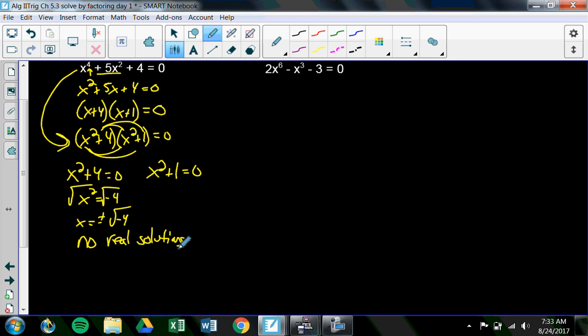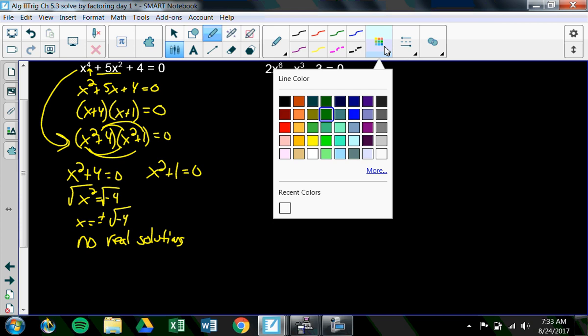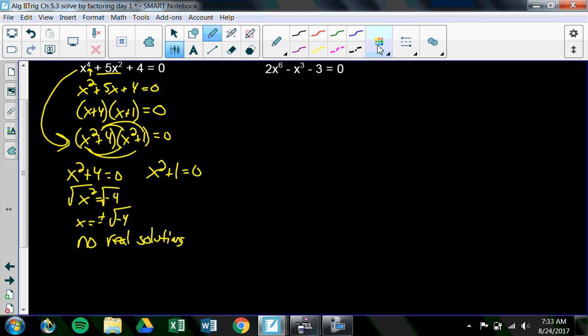So this one, I'll change colors just to make these jump around a little bit for you. I'm going to think of it like it's this, and then factor into this.